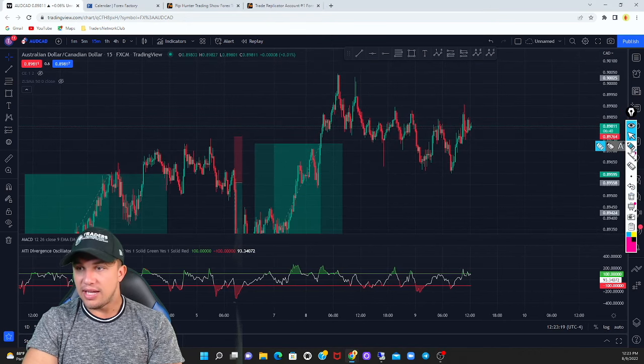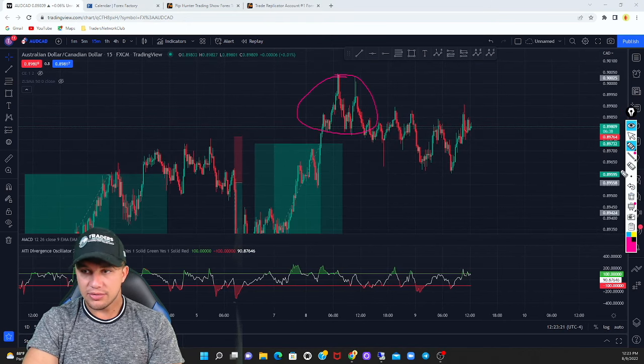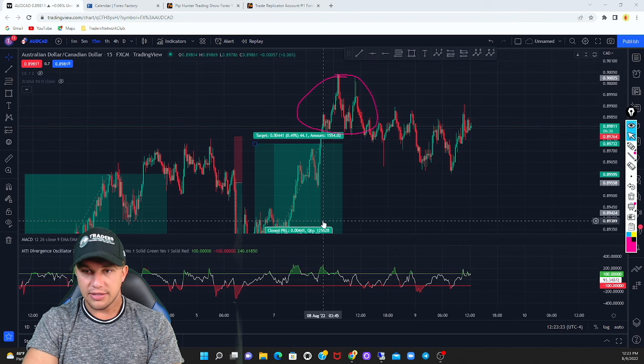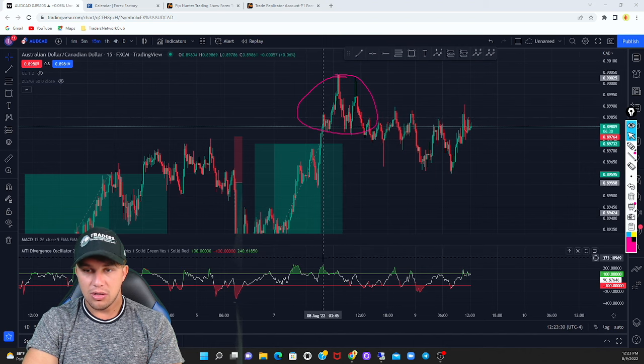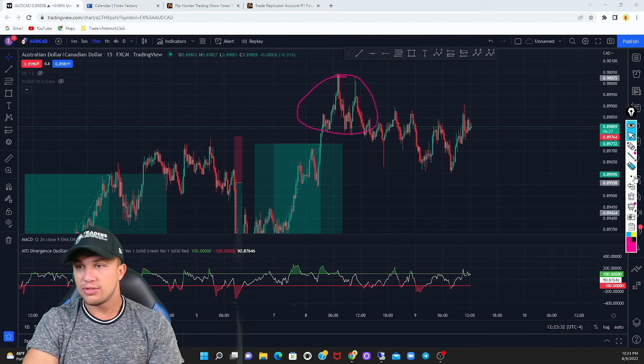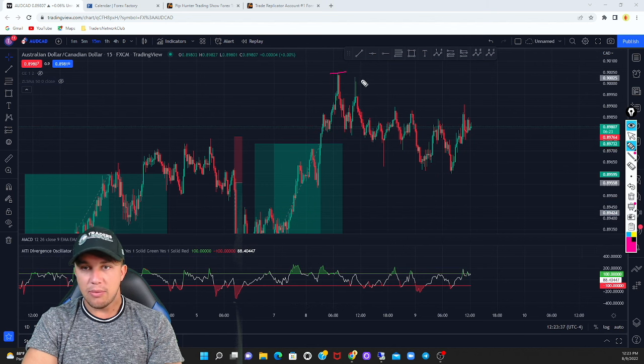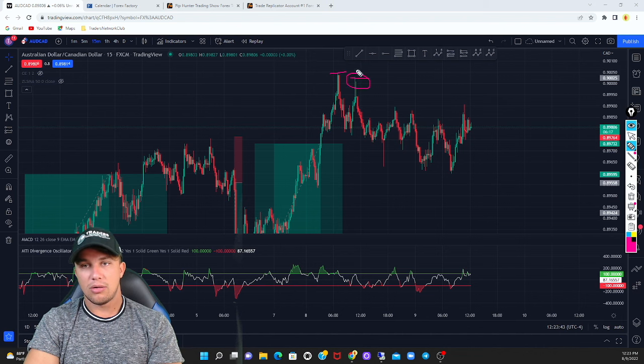All right, do we see any negative divergence in this range? Well, we do have a high here. As you can see my line, price went up, created higher highs, and momentum went down and created lower highs. So we do have some negative divergence in this range, and we do have a lower high, so we would have exited when price created this lower high.